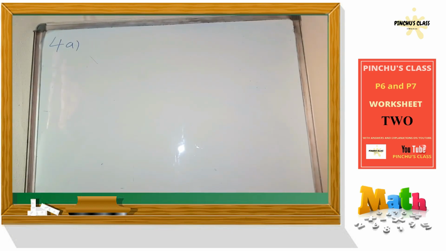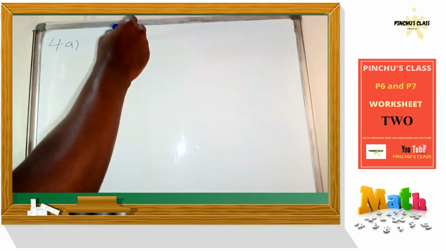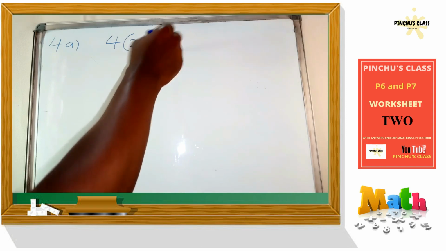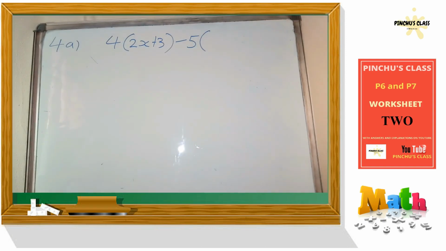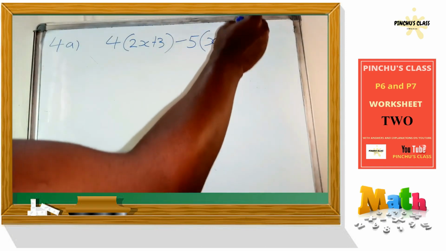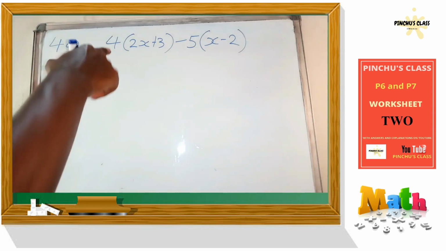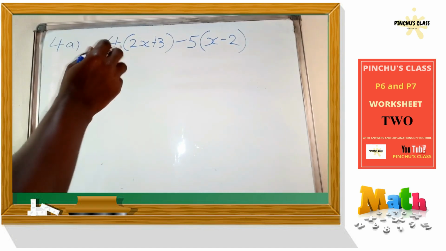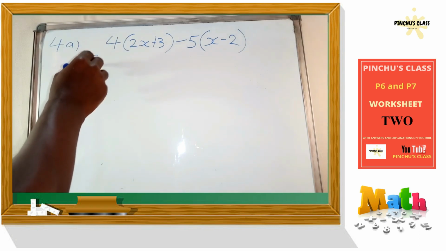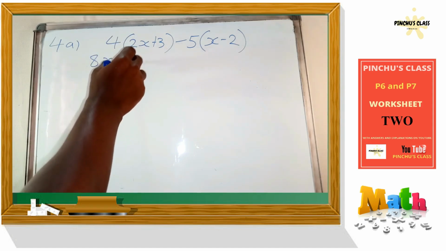Number 4A. It tells us to remove the brackets and simplify. So we have 4 into 2x plus 3, and minus 5 into x minus 2. Now we are going to first remove the brackets. Now this number which is outside the brackets multiplies everything in the bracket. So we have 4 times 2x is going to give us 8x. 4 times 3 is going to be 12.